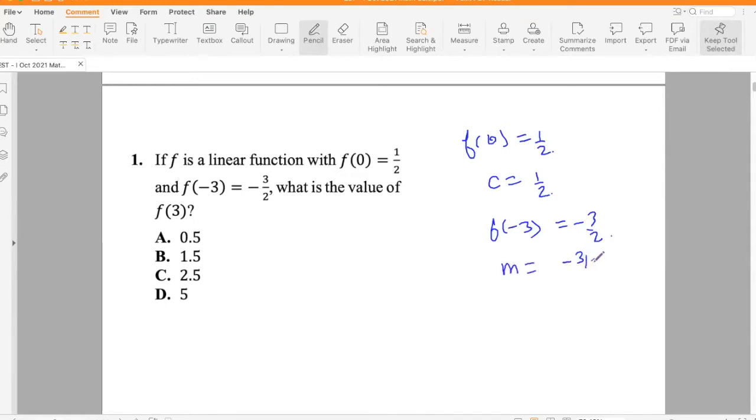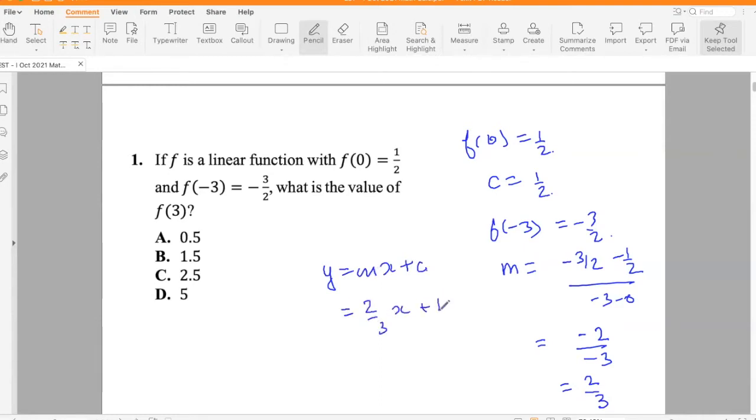So (-3/2 minus 1/2) over (-3 minus 0). So that's -2 over -3, which is 2/3. So using y equals mx plus c, we get (2/3)x plus 1/2, right? So f(3) would be 2/3 into 3 plus 1/2. So that's 2.5, option C.